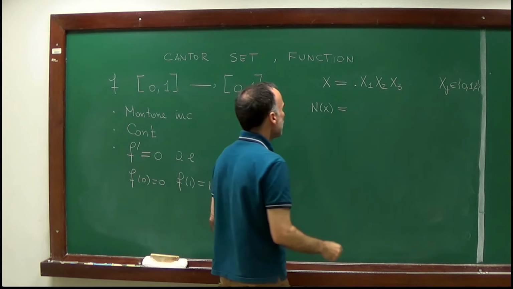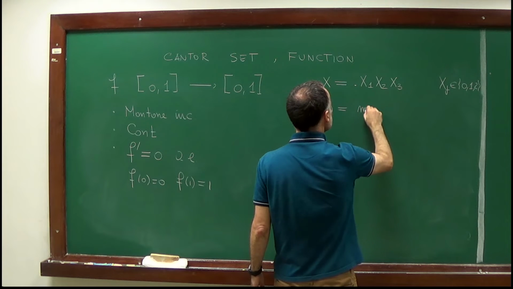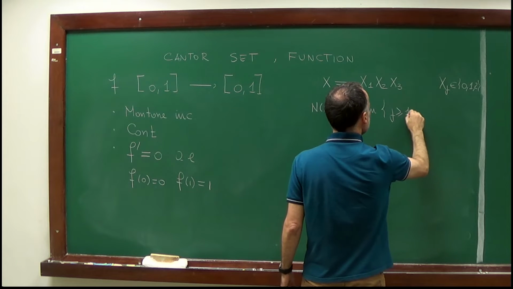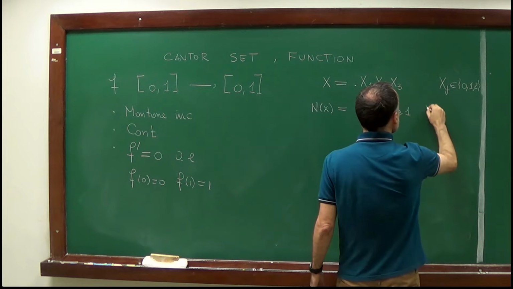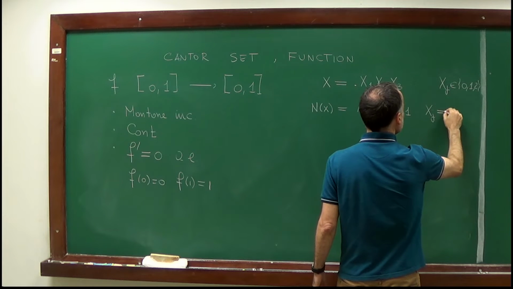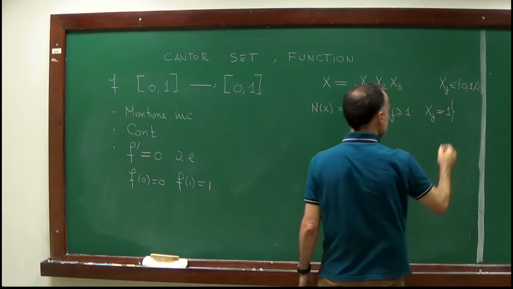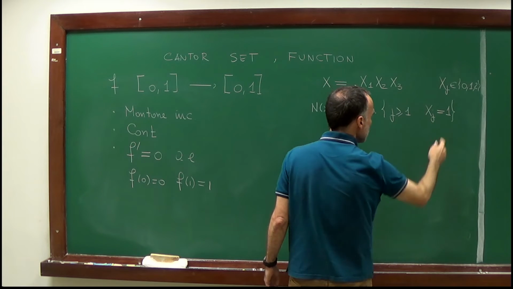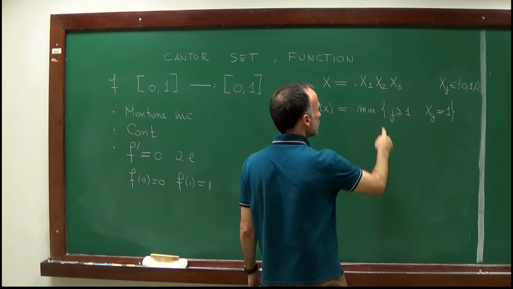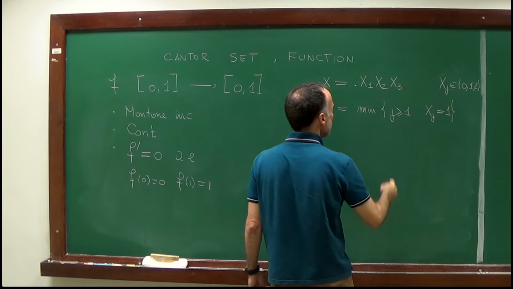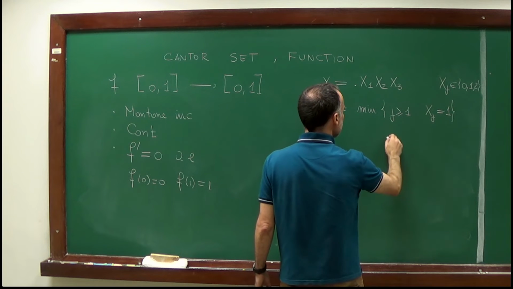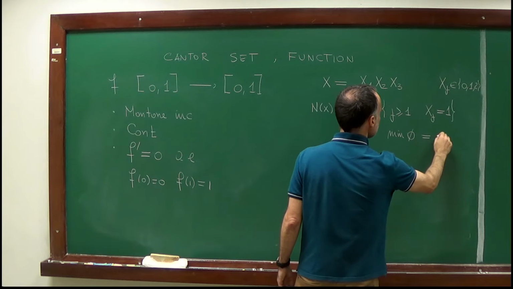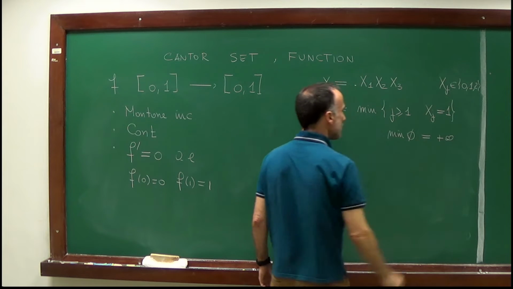Nx will be the minimum over all j such that xj is equal to 1. And if this set is empty, so if xj uses only digits in {0, 2}, so this set is empty, I'll say that the minimum of an empty set is just equal to plus infinity.